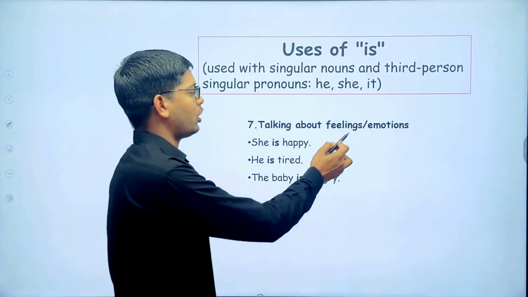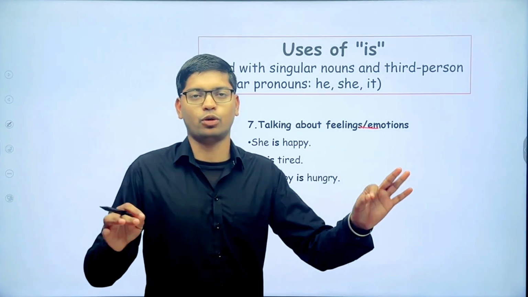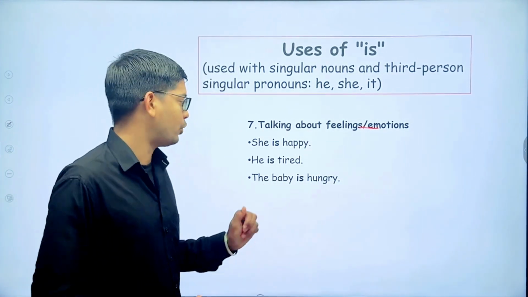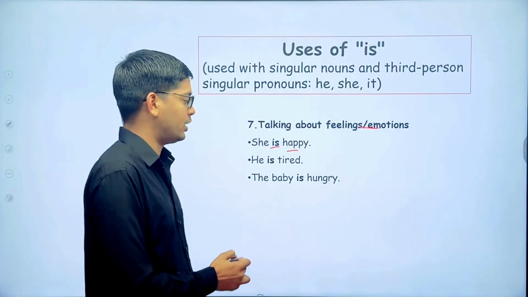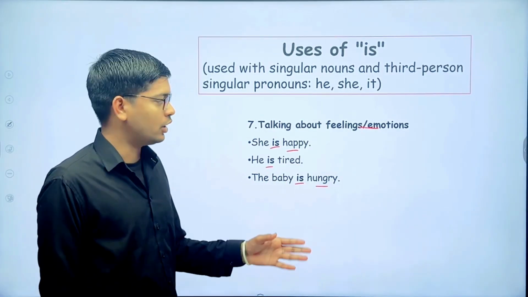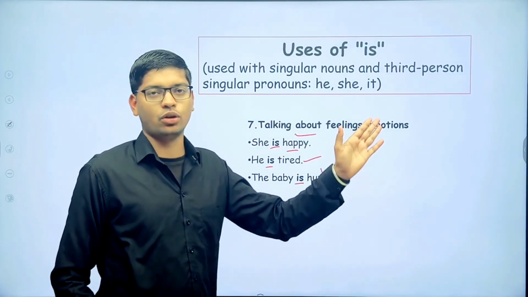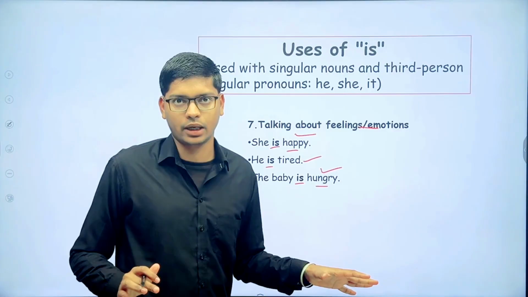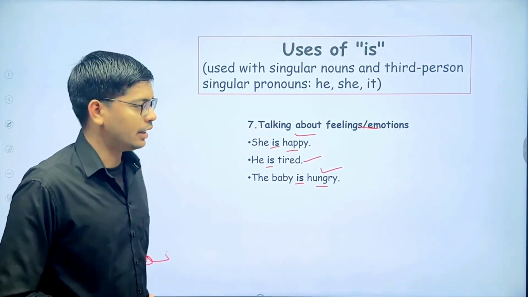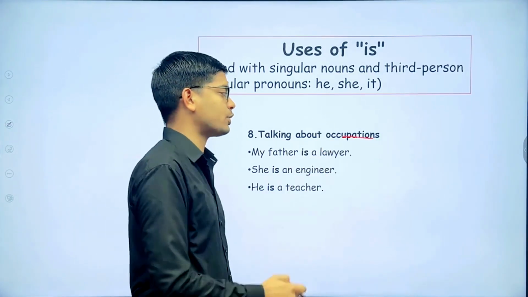Next use is talking about feelings or emotions. When you talk about feelings or emotions, you also use is. For example, she is happy. He is tired. The baby is hungry. Here happy, tired or hungry are feelings or emotions of a person. So you can use is.